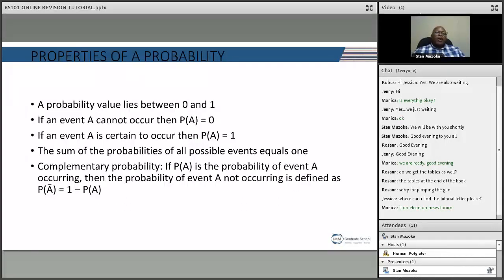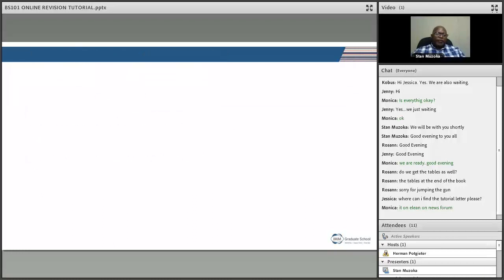And we also must be aware of the complementary rule. If the probability of event A is the probability of A happening, then the probability of event A not occurring is defined as: the probability of not A is equal to 1 minus the probability of A. These two events are known to be in the same sample space. Using the complementary rule, if we know the probability of A happening, we can get the probability of A not happening, because we may not know that.